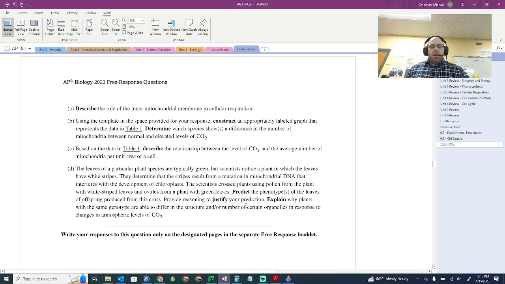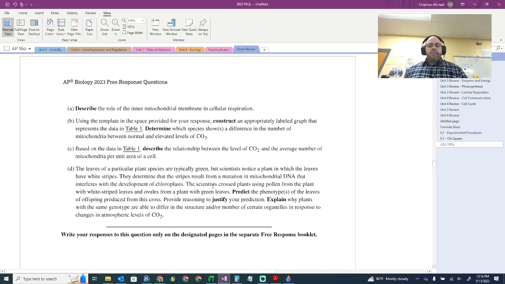That's my justification. Explain why plants with the same genotype are able to differ in the structure and/or number of certain organelles in response to changes in atmospheric levels of CO2. This would be simple, right? We talked about phenotypic plasticity in class, and we talked about the idea that environmental factors can influence phenotype. For your explanation, you could mention phenotypic plasticity, or you could just say that environment can affect phenotype. How does that work? Part of your explanation should be that it could be a cell signaling mechanism, that the cell, once it receives a certain amount of CO2, will create more mitochondria. Or you could even mention that the mitochondria independently respond to the amount of CO2, since mitochondria are able to replicate independent of the rest of the cell.